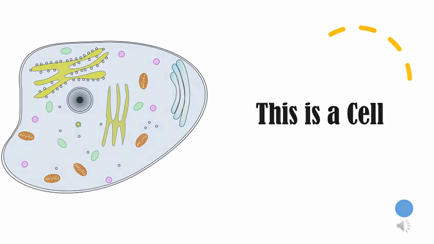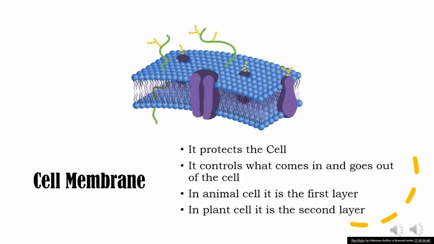This is a cell membrane. It is the outermost part of an animal cell, and in plant cells, we first have a cell wall and then a cell membrane. It protects the cell, it controls what comes in and goes out of the cell through small openings that we call the pores. In animal cells, it is the first layer, and in plant cells, as I've said, it is the second layer following the cell wall.